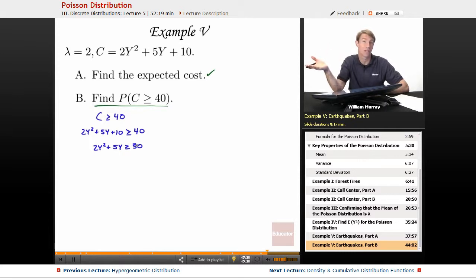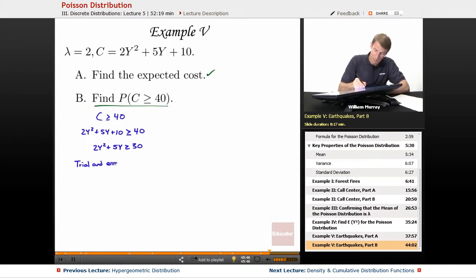In this case, we're counting the number of earthquakes we might have in the next decade. So you're going to have a whole number of earthquakes. You can't have half an earthquake. So let's figure out which values of y might give us 2y squared plus 5y greater than or equal to 30. There's not a good way to solve that for whole numbers. So short of something better, I'll use trial and error. Let me just plug in some values of y.